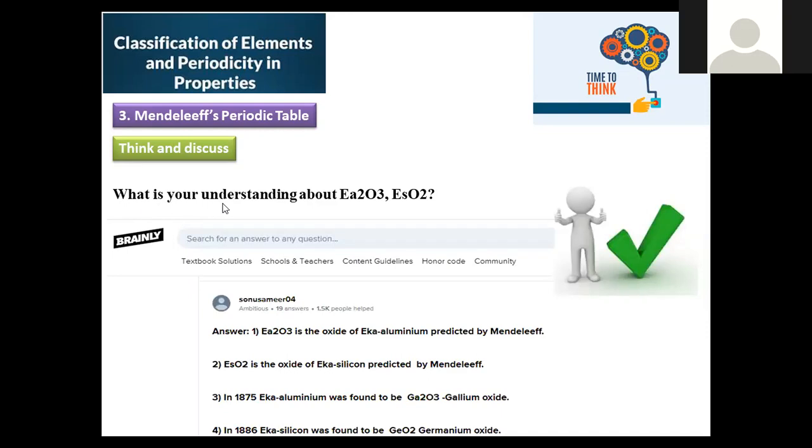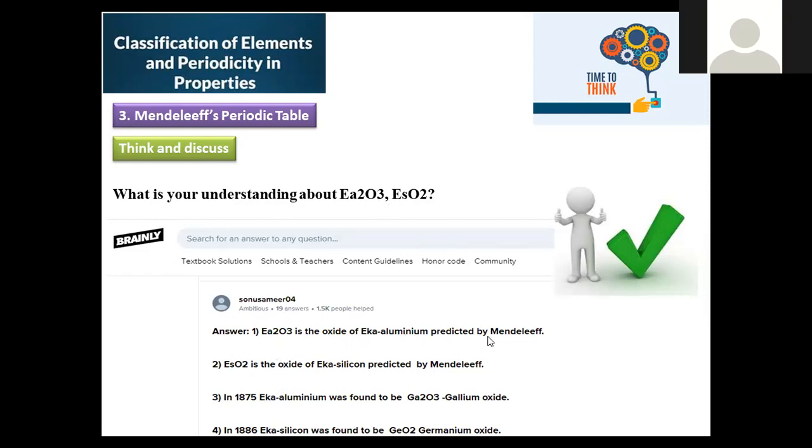And one more question we got: what is your understanding about EA2O3, ESO2? So this is a think and discuss question in your academic textbook. I got this answer from Brainly. Thank you for this. EA denotes what? Eka aluminium oxide. A denotes aluminium, E denotes Eka. And S denotes silicon, sorry, E denotes Eka, S denotes silicon, right? So Eka silicon oxide, these two were given to us. What is your understanding about Eka aluminium oxide and Eka silicon oxide?